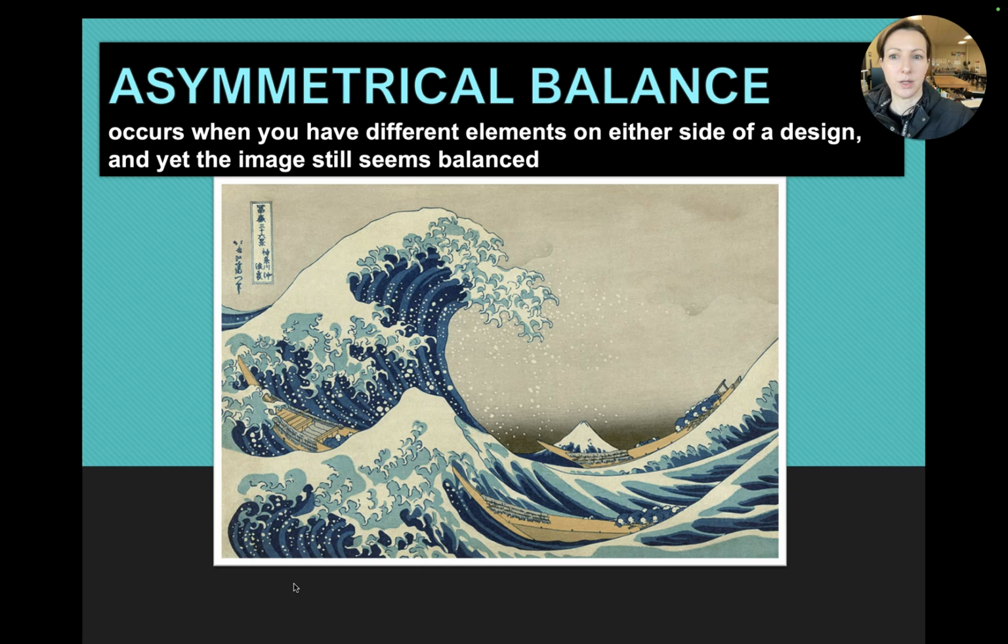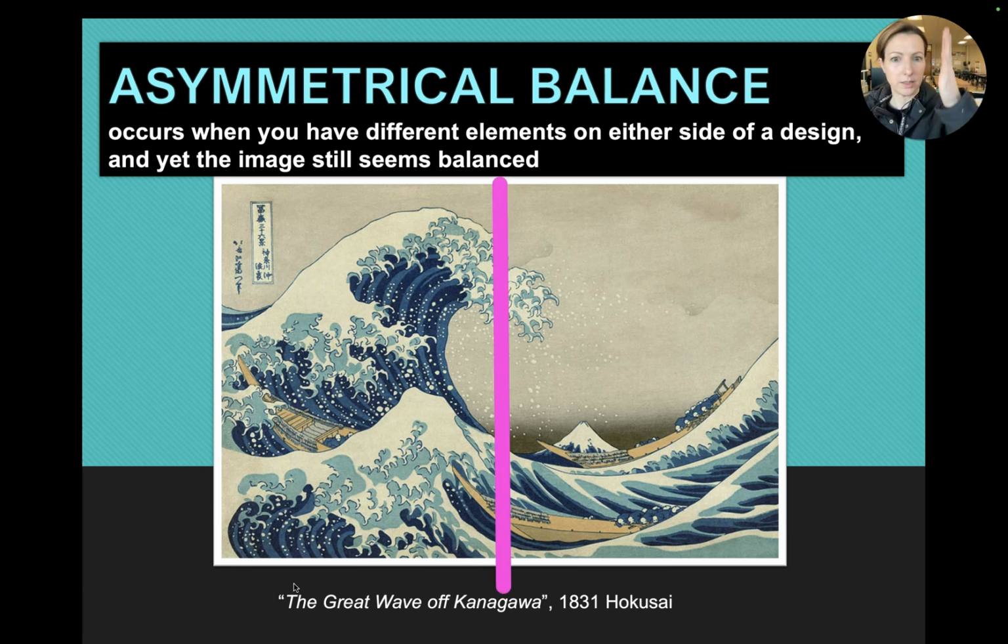Another example I like to show is The Great Wave by Hokusai. Again, if we put the line down the center, it's not the same on both sides, but this still has a sense of balance. Especially this one has a really nice sense of movement with the wave. You almost feel like it's going to crash. And the negative space kind of reflects the positive space in this one. So this is just a great piece all around.